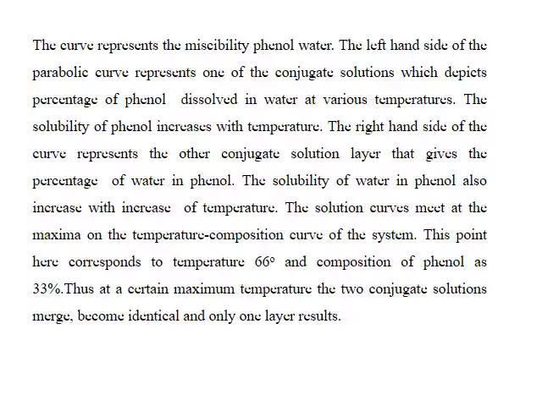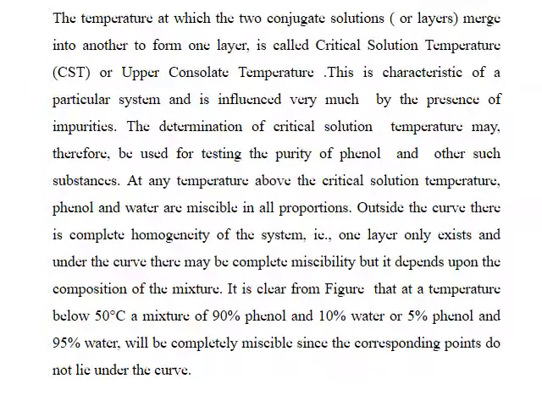The solution curves, both the curves, meet at a point, or you can say at a maxima on the temperature composition curve of the system. This point corresponds to the temperature of 66 degrees centigrade and the composition of phenol as 33%. So at a certain maximum temperature, the two conjugate solutions merge and become identical and only one. The temperature at which the two conjugate solutions merge to form one layer is called the critical solution temperature, abbreviated as CST. This is also called the upper consolute temperature.